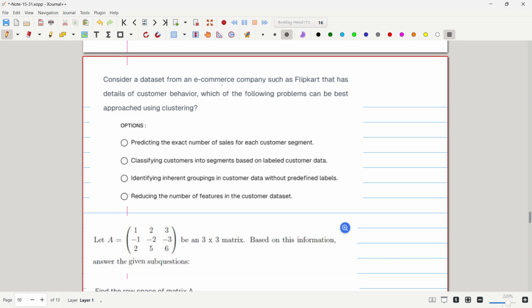Consider a dataset from an e-commerce company such as Flipkart that has the details of customer behavior. Which of the following problems can be best approached using clustering? Clustering is the process of unsupervised learning.